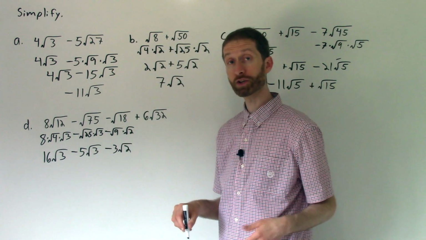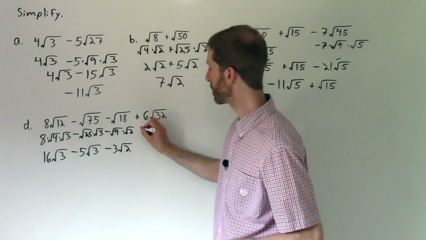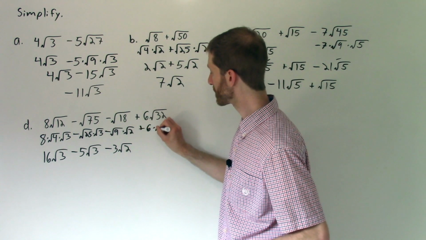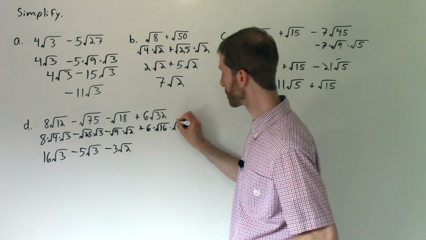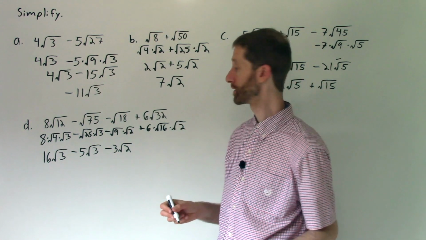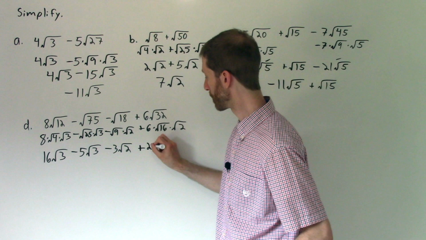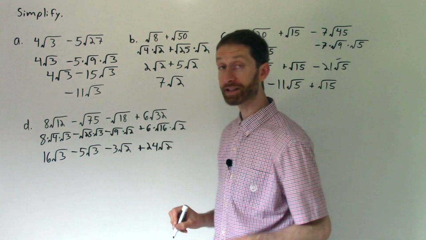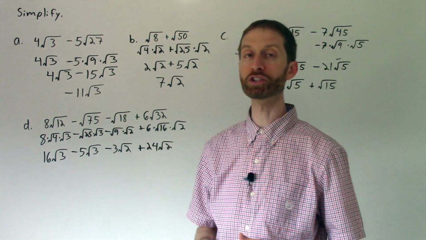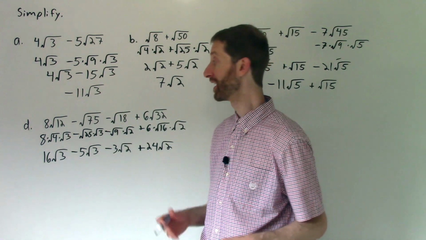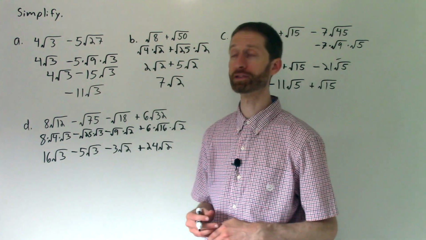Here, we got root 32. The biggest perfect square that goes into 32 is going to be 16. So it's 16 times the square root of 2, or root 16 root 2. Root 16 is 4 times 6 is 24 with the root 2. It's a lot of simplifying, so if you haven't already gotten good at simplifying radicals, I suggest you work on that. This is going to exercise that skill immensely.